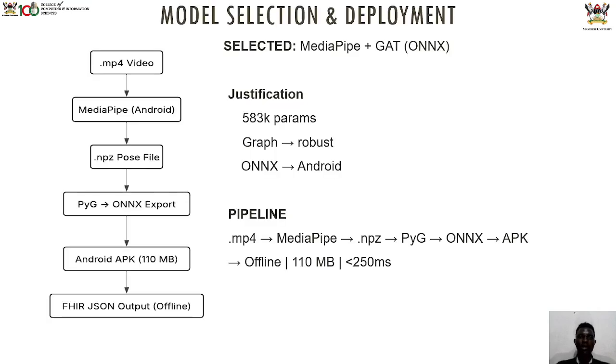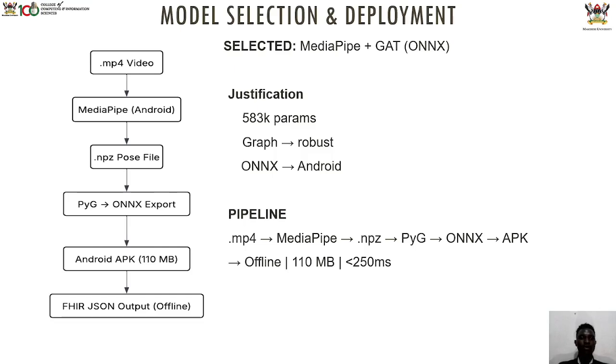And then the model selection and deployment. So we selected pose extraction, which uses MediaPipe for extracting those frames, and then a graph attention network. With pose selection MediaPipe, it takes up to about 583,000 parameters, and then with the graph it handles robust data, and then ONNX for Android. That's why we chose this model.